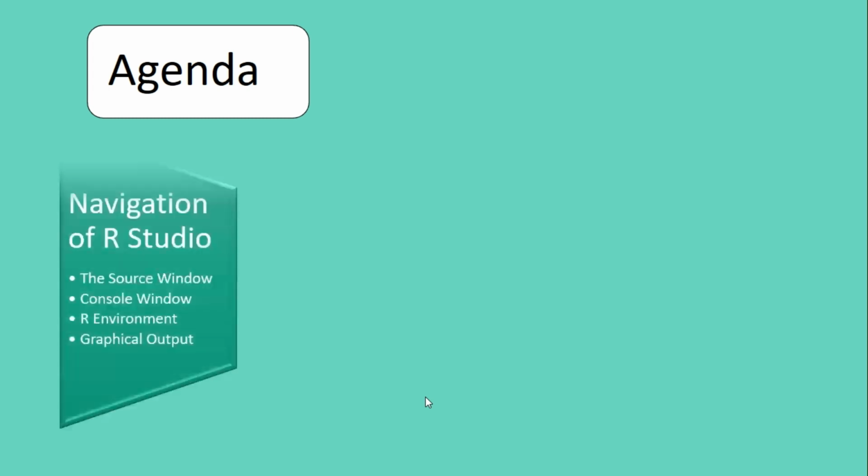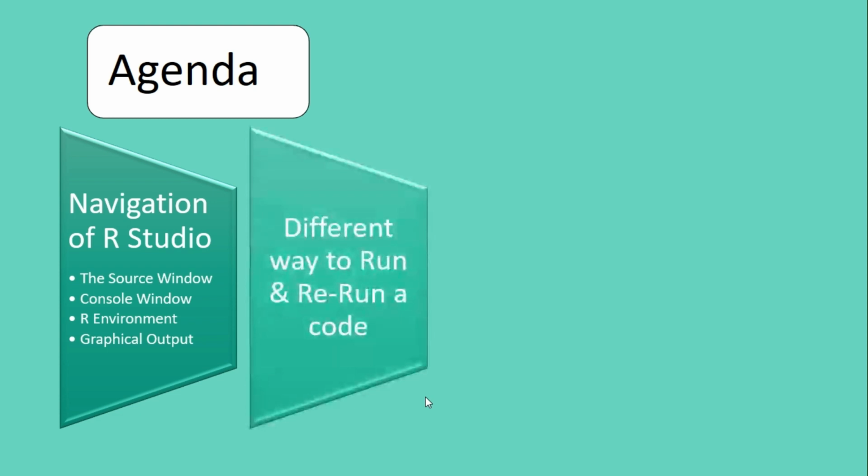So the first agenda is the navigation of R Studio. Under this, we will discuss the source window, console window, and environment as well as the graphical output. With a proper example, we will discuss the four different windows. Then our second agenda is the different ways we can run as well as rerun any code. Normally there are three different ways available to run or rerun any particular code.